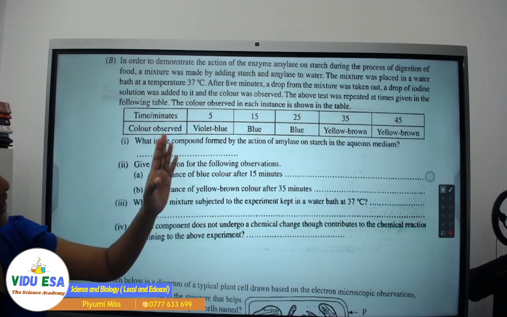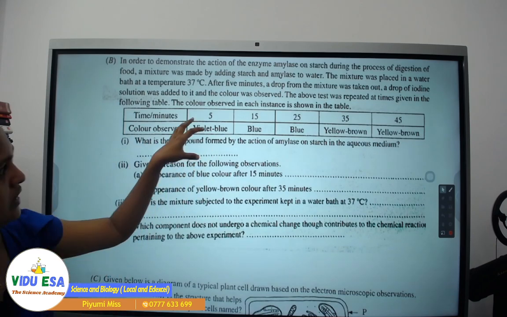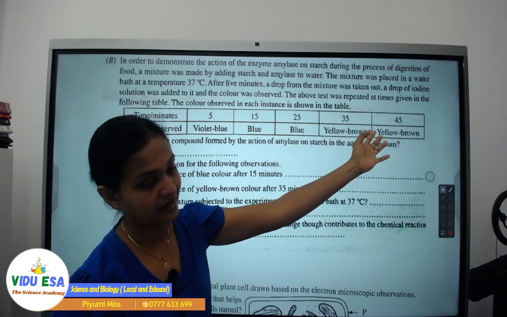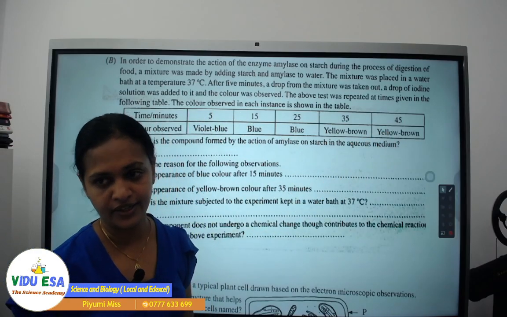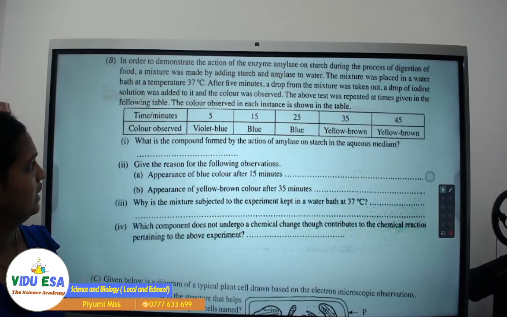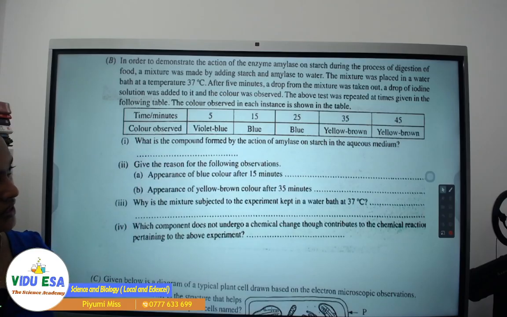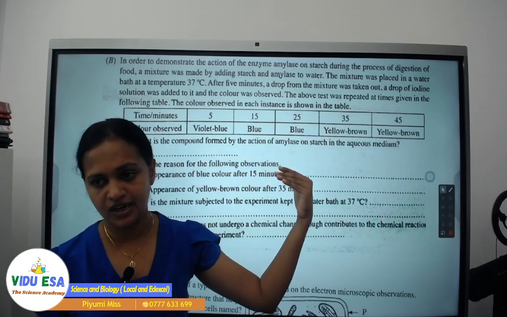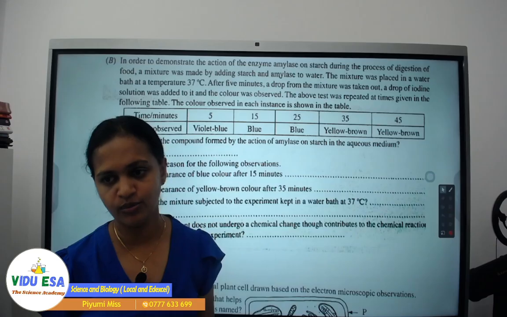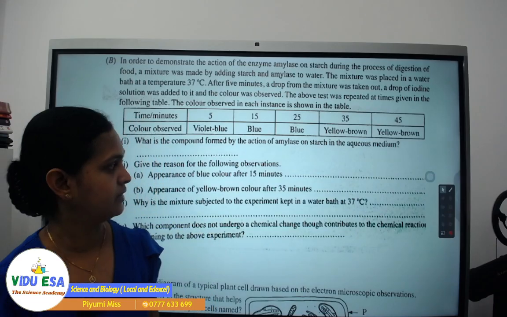5 minutes, 15, 25, 35, likewise violet, blue, blue color reduces, and at the end you get the color of iodine. What is the compound formed by the action of amylase on starch in the aqueous medium? When amylase acts on starch, maltose is formed. Maltose is the answer, 1 mark.